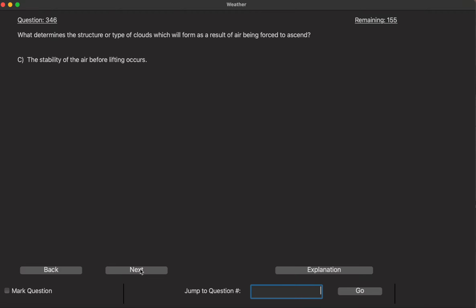What determines the structure or type of clouds which will form as a result of air being forced to ascend? The stability of the air before lifting occurs. Which would decrease the stability of an air mass? Moist, warm air. From which measurement of the atmosphere can stability be determined? The ambient lapse rate.